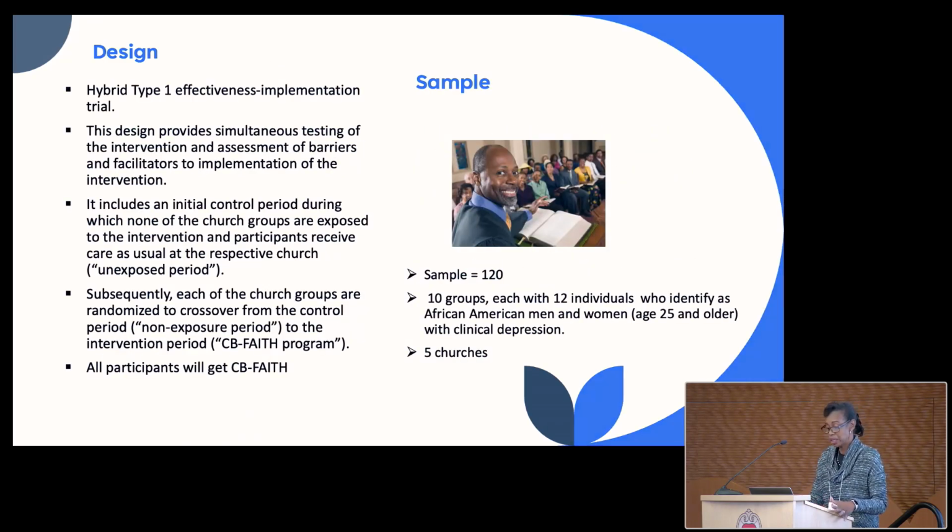Design: this is a hybrid type 1 effectiveness implementation trial. This design provides simultaneous testing of the intervention as well as the implementation aspects of the study. It will allow all participants to get access to the intervention. We thought about a randomized controlled trial, but there were some concerns that my statistician had, so we ended up going with this model that allows every participant to receive the intervention. We will have a sample of 120 participants, and we will be working with 5 churches.